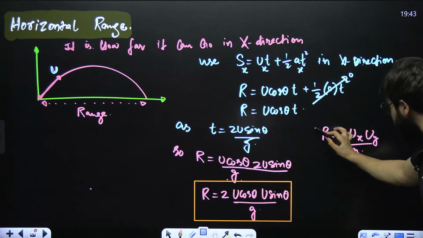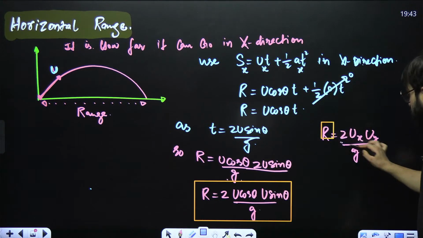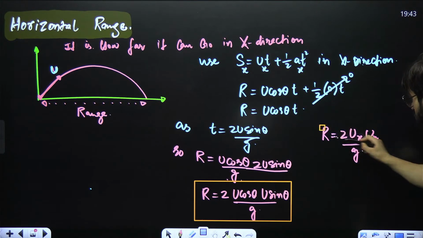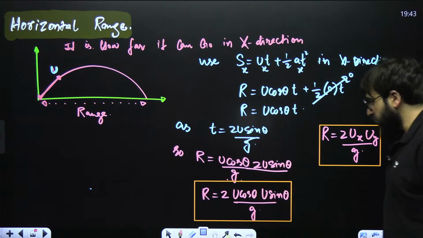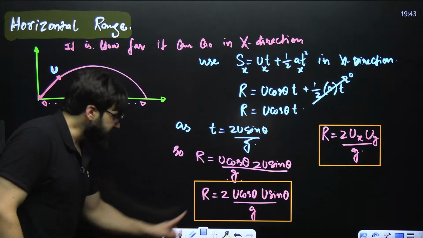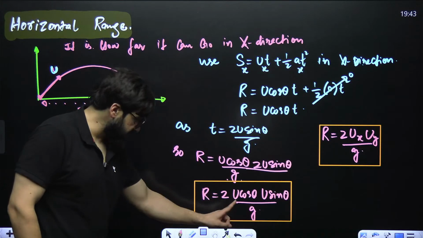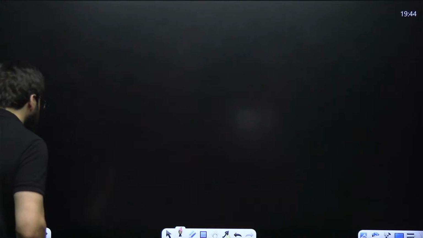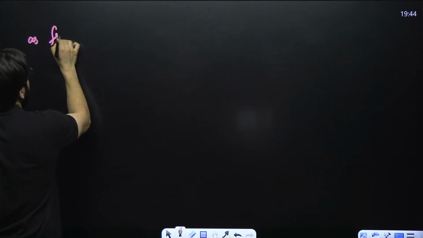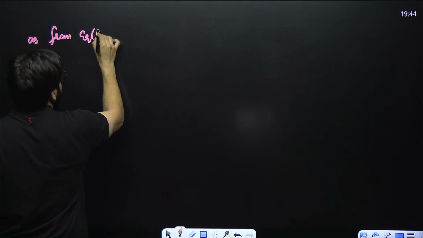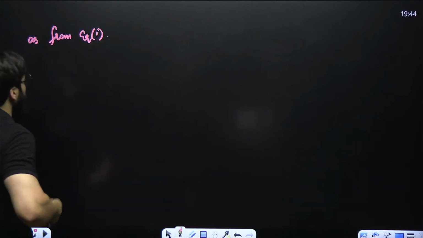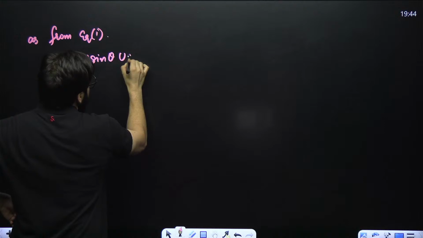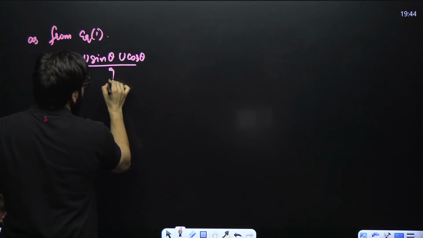I would want you to put this in the box also, because we will be using all of these formulas later. Now let's take this equation and further simplify it. Let's call this equation number 1. From equation 1, R is equal to u sine theta, u cos theta divided by g.